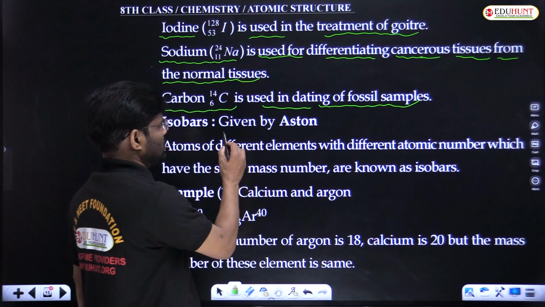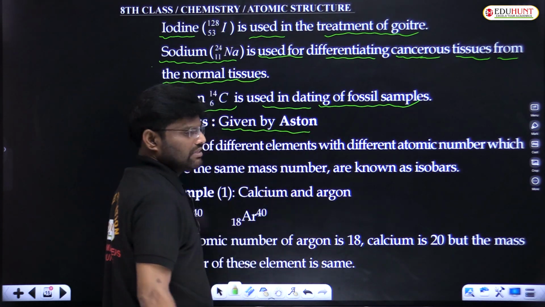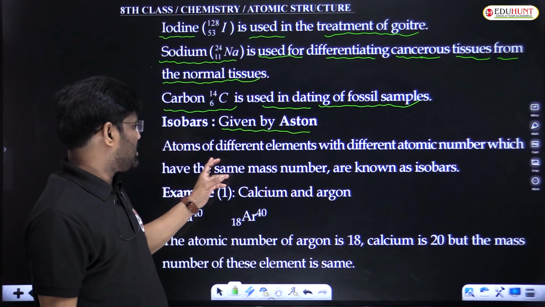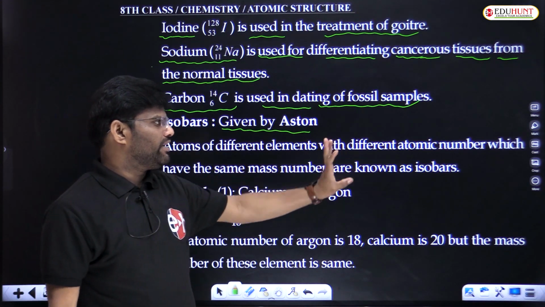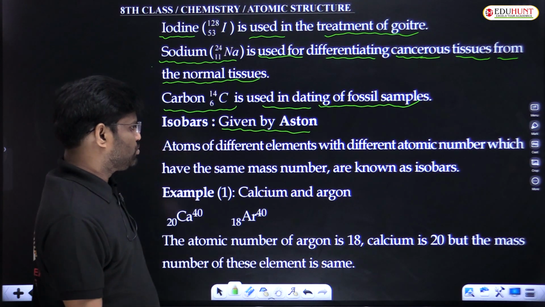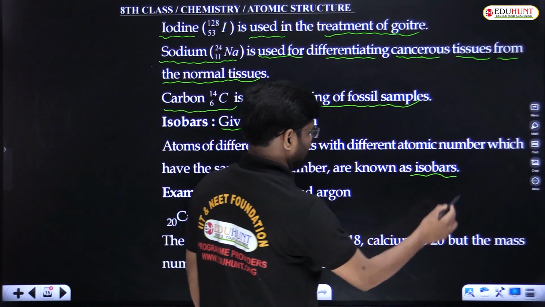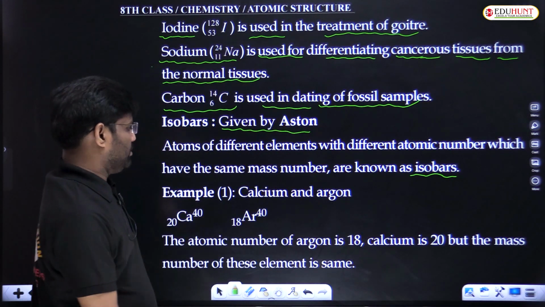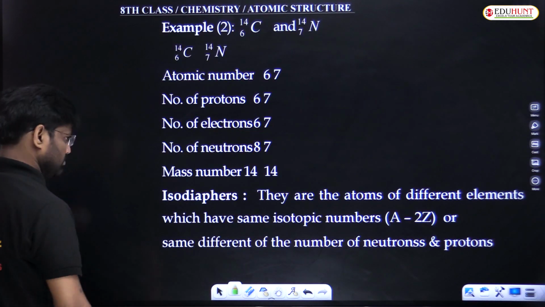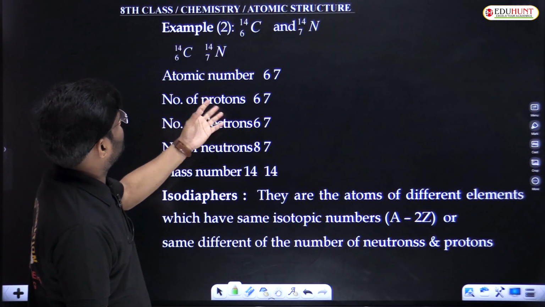Isobars: this term was given by the scientist Aston. Atoms of different elements having different atomic numbers but the same mass number are known as isobars. This is already explained. For example, calcium, which was also explained before. The examples were also explained.